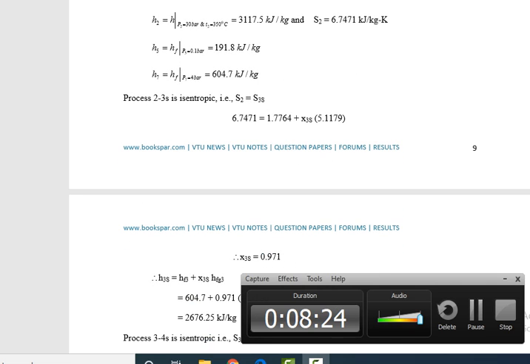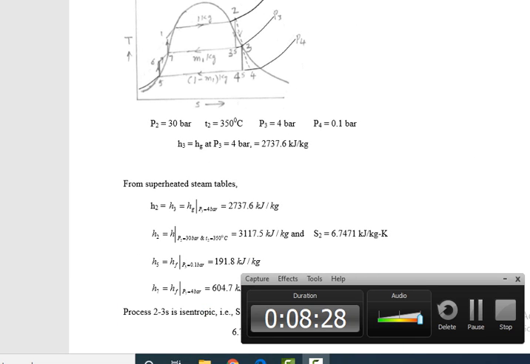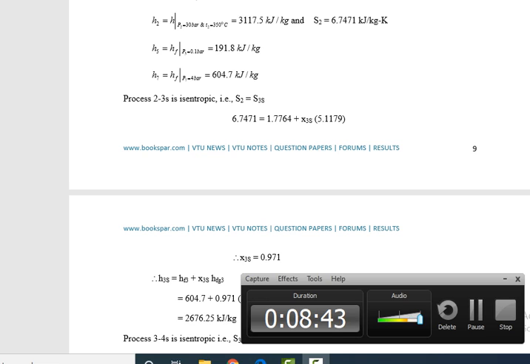And then you have to find process 2 to 3, which is isentropic. That means from the diagram the 2 to 3 line is perpendicular to the entropy line. This is the S line, the entropy line, and this is the temperature line. This tells entropy at point 2 equals entropy at point 3. Therefore you write S2 equal to S3.